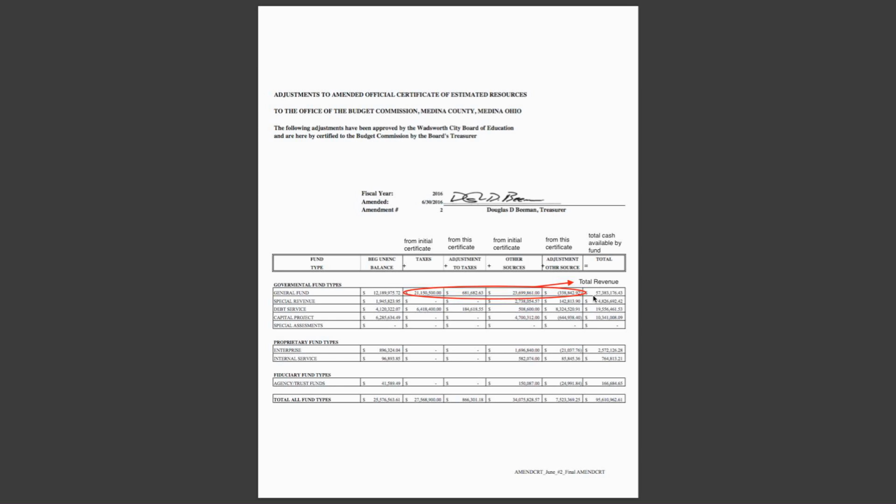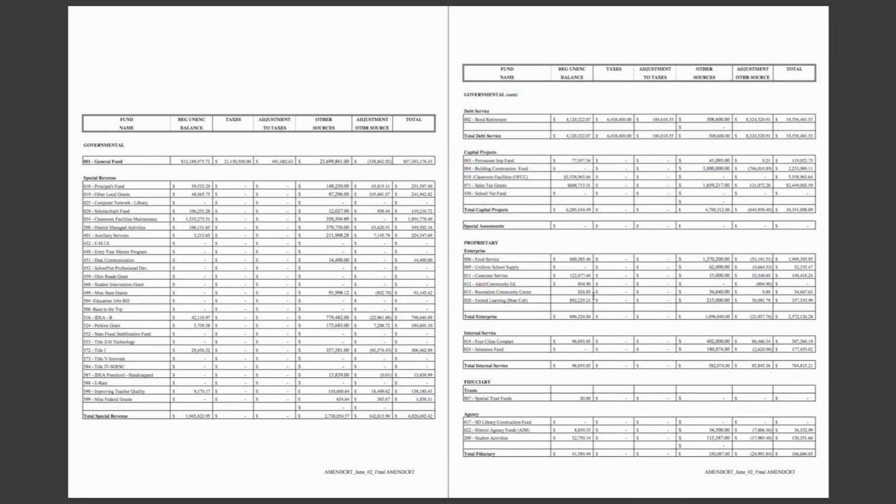If we flip to the next page, you can see the detail of each of those funds. The first page was fund type. So some of the funds that you may be interested in typically are your 300 funds, which is your district managed activities. That would include your athletics, band, choir, Bruin newspaper, yearbook, and different things like that.